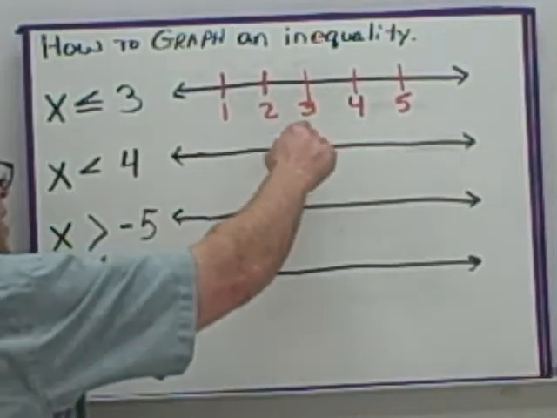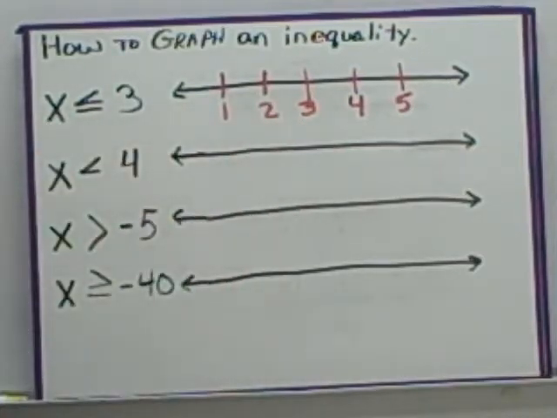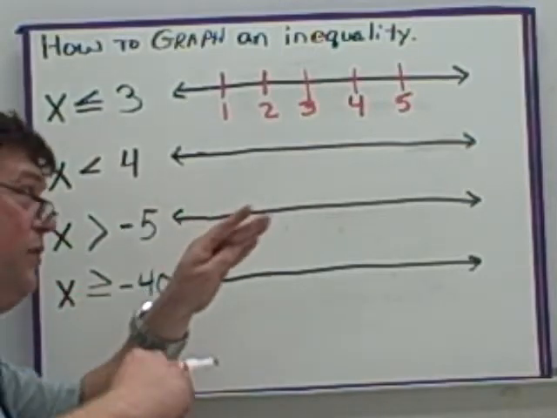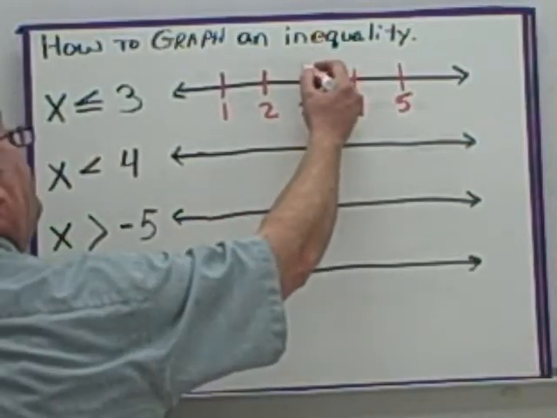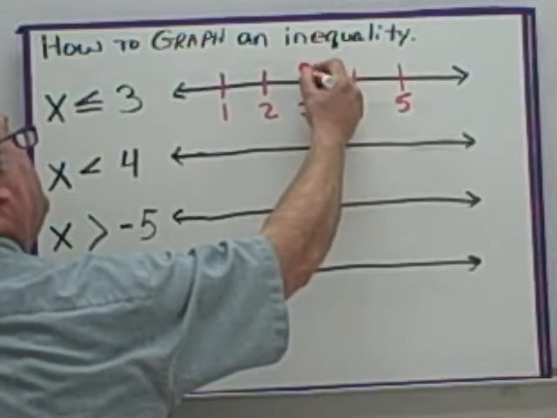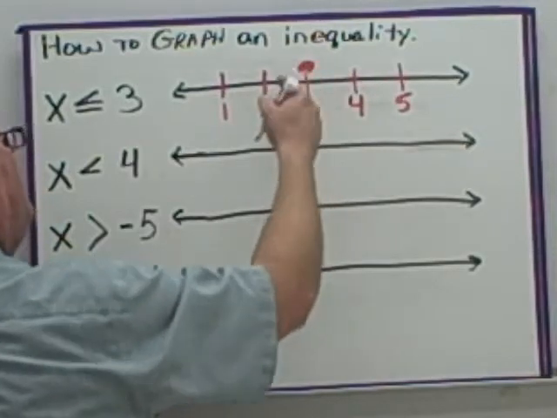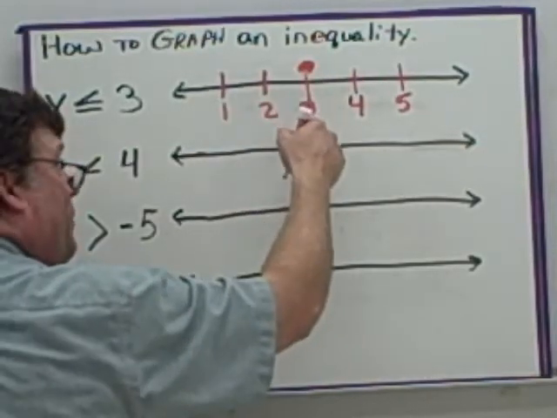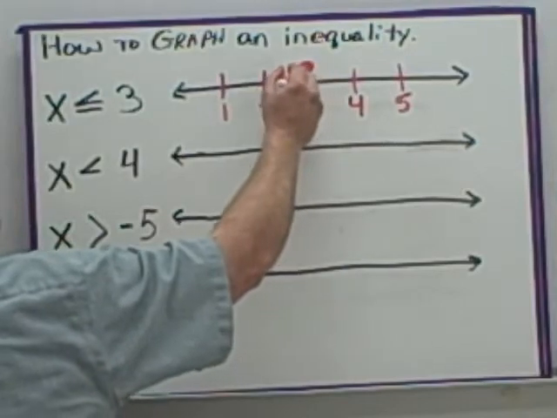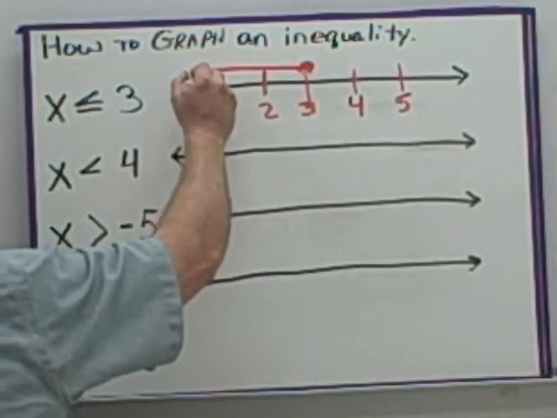What about 3 itself? Do we want to include the 3? Yes, because 3 is equal to 3, and we have a less than or equal to, so we do want to include that. So to show that we're including it, we're going to put a filled-in circle there. That's indicating that we're including that 3. And we want to include everything in this direction, so we go that way.